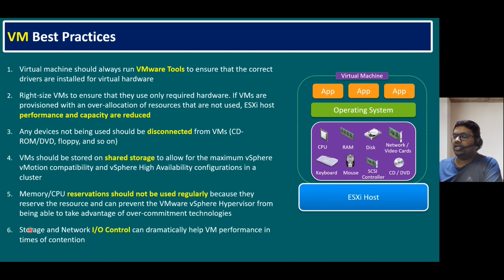And the sixth point, storage and network IO control. We recommend enabling the storage IO control option, which can dramatically help VM performance in times of contention. If there is really contention, we will get a notification. Contention is nothing but a wait time.